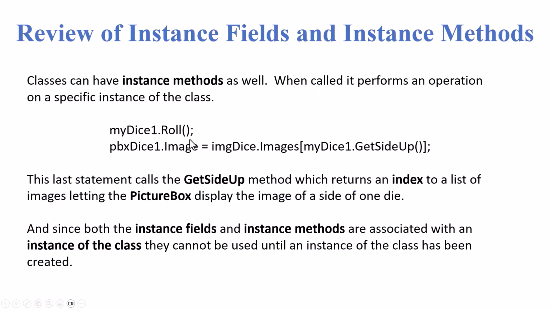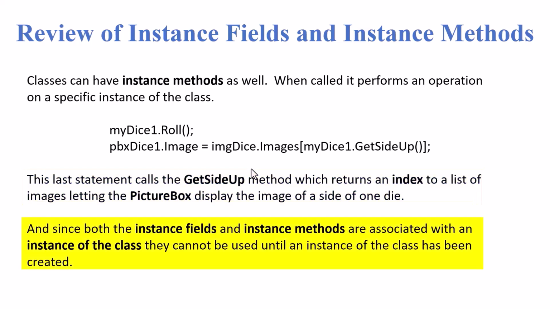Classes can have instance methods as well. When called, it performs an operation on a specific instance of the class. We have my dice 1 roll, and we have PBX picture box image is equal to the image list dice images, and we have the index right here. The my dice 1 getSideUp gives us that index to the image list, which then is passed to the picture box, allowing us to display a picture of a piece of dice on the screen. The last statement calls the getSideUp method, which returns an index to the image list, letting the picture box display that image of one side of the die.